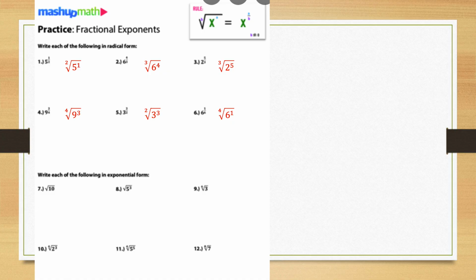So in each of these problems, numbers 1 through 6, we took a fractional exponent and we wrote it in radical form. Now we're going to do the opposite. We're going to take the radical and write it in exponential form. So here, as I take a look at the number 10, I see that the power of the 10 is 1, and it's the square root. So this is 10 to the 1/2. You try the next one.